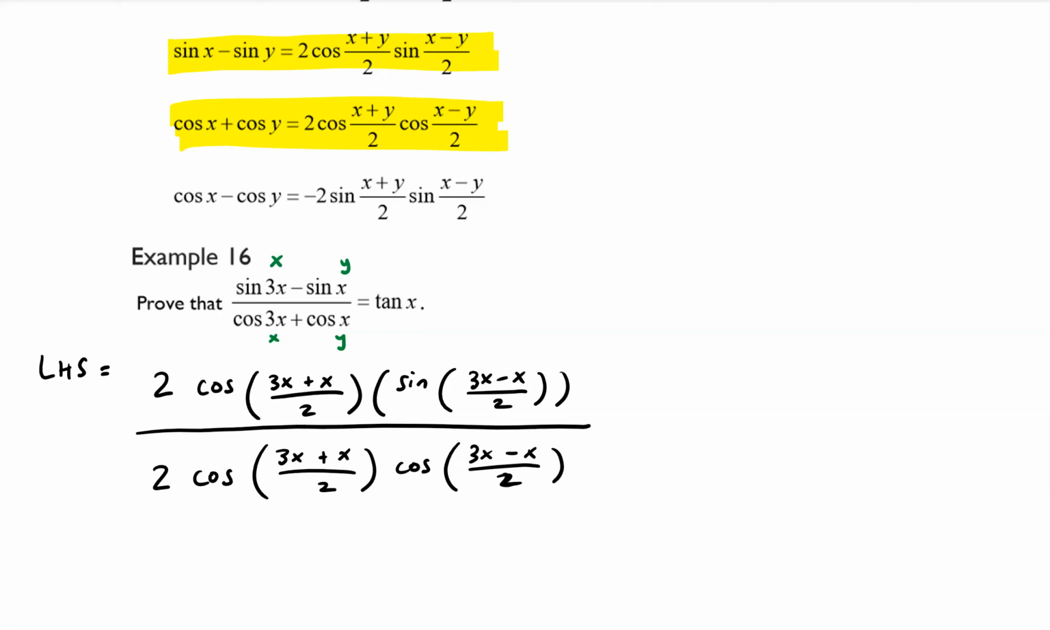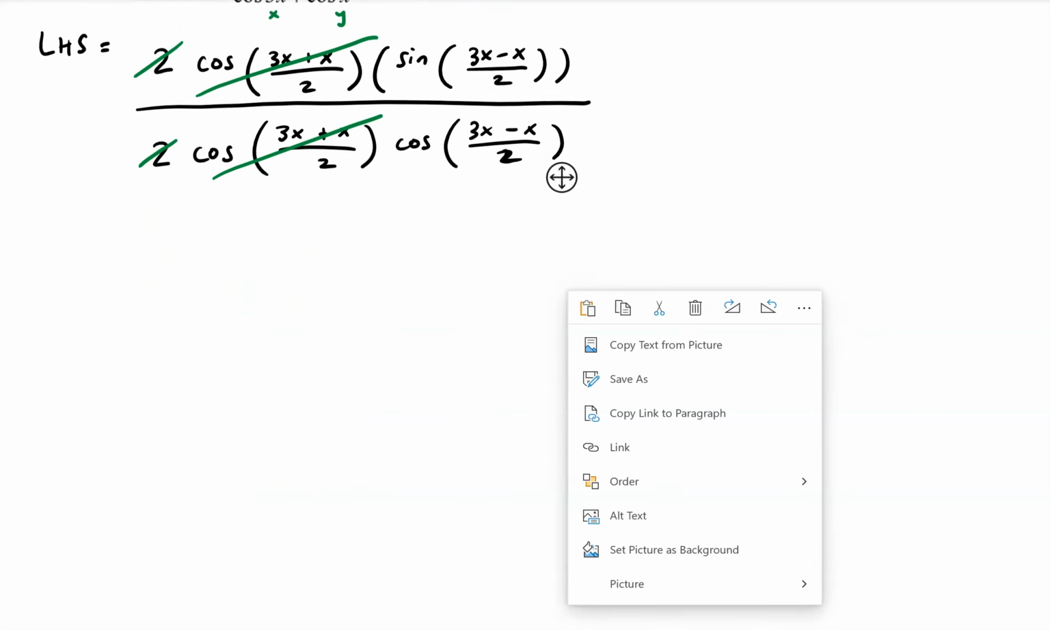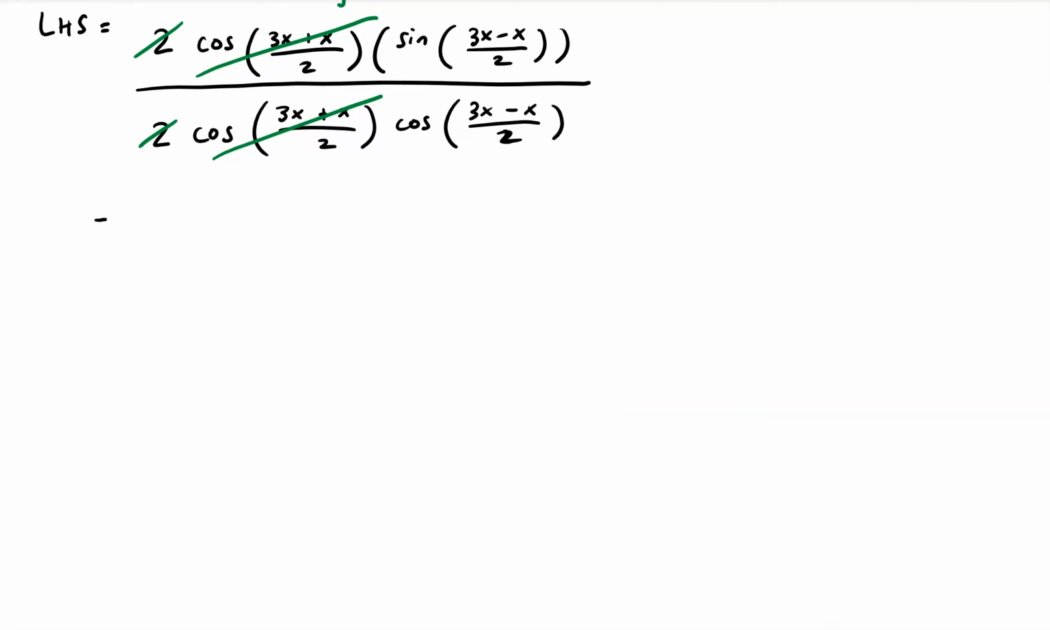Okay, so let's see what we can do from here. This 2 and this 2 will divide out, and then notice that this thing and this thing are the exact same cosine values. And so what that leaves us with is sine of 3x. Actually, let's simplify the inside of the parentheses. So 3x minus x is 2x. So we'll have 2x over 2, divided by cosine of 2x over 2 as well.